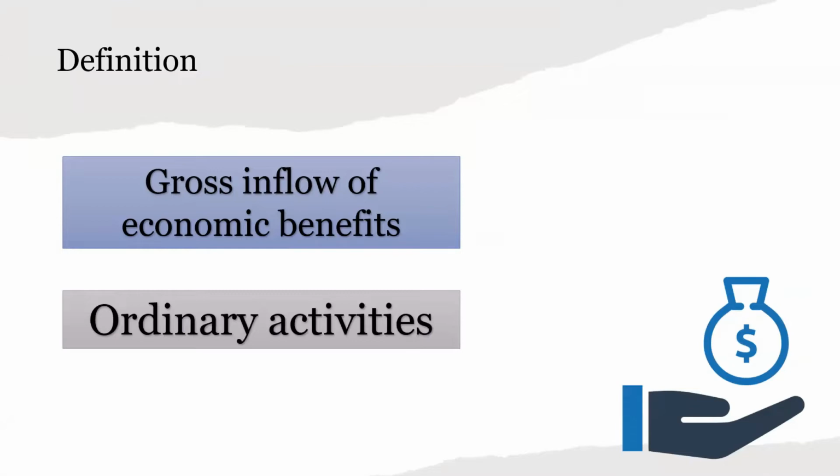So, yung income is different from revenue. Yung income kasi, increases in economic benefits during the reporting period in the form of inflows or enhancements of assets or decreases in liabilities that result in increases in equity other than those relating to contributions from equity investors. So, yung income, it is referred to by a variety of terms, including yung sales, fees, interest, dividends, royalties, and rent.